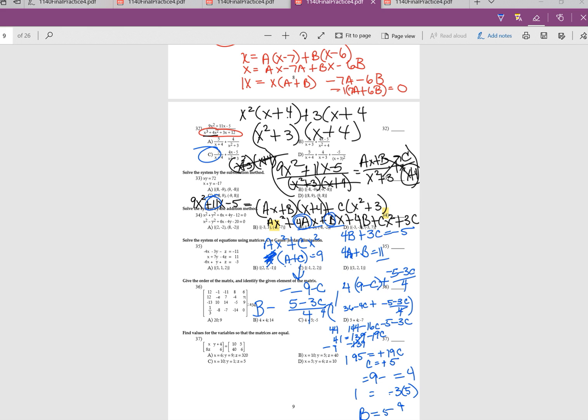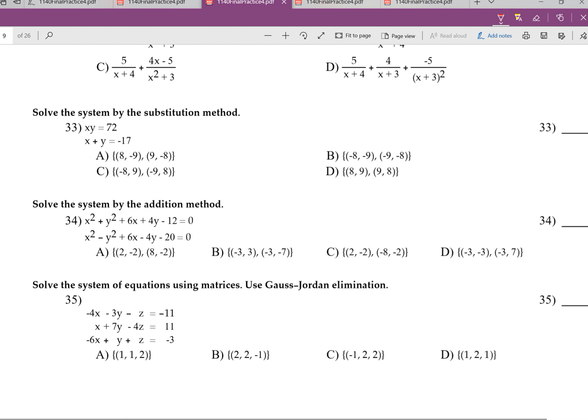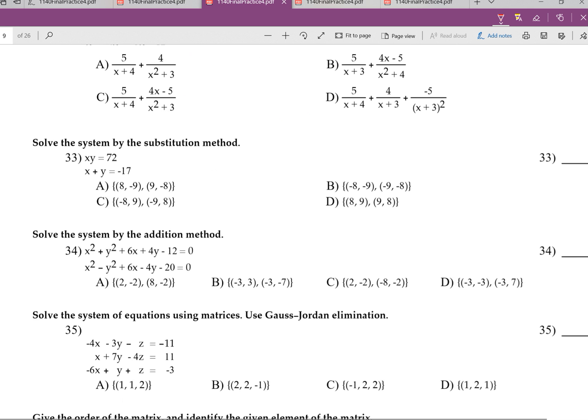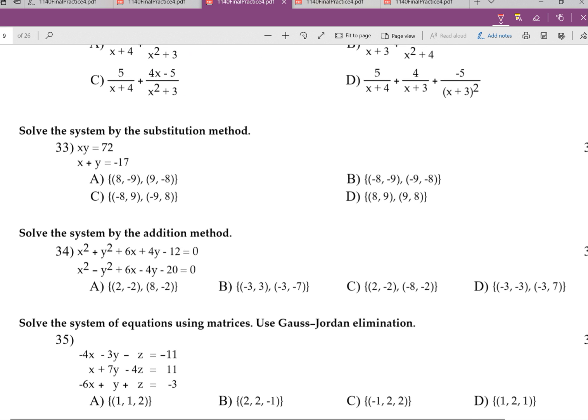All right, I'm going to a new document. I am not erasing all of that. All right. So we are on number 33. Number 33. Solve the system by substitution. That should not be difficult for you.